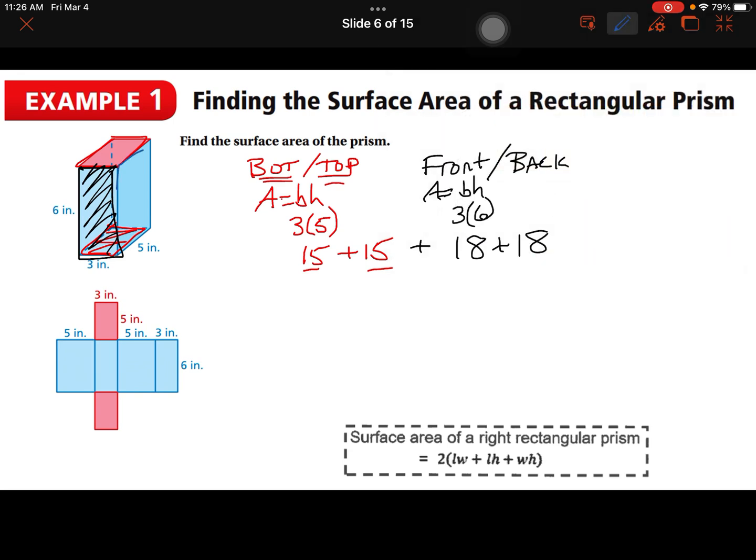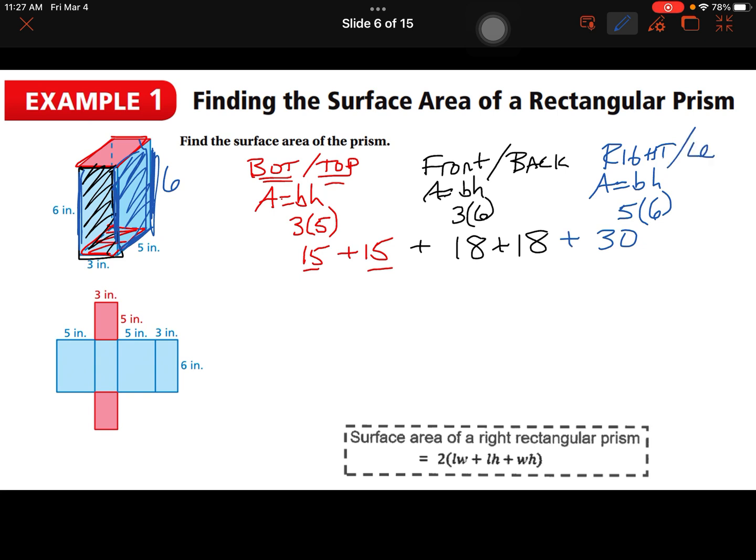Then we have our sides. If I were to trace this in blue, you would see this right side. If I did the right side, it's going to be base times height, and that is going to be a little bit harder. So this is 5 along the bottom, but the height is right over here, which is the same as this height, which is the same as this height, which is 6. So it's 5 times 6, which is 30. Well, that would also be the same as the left side, which would also be 30.